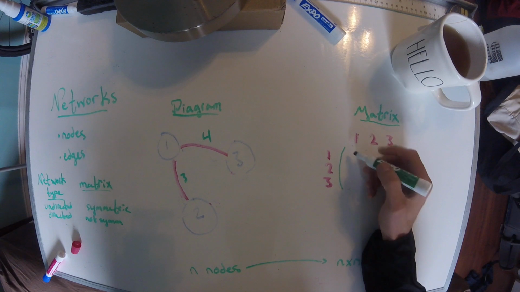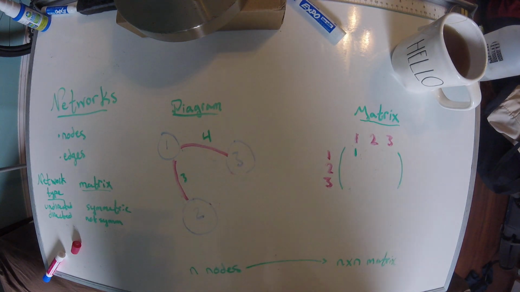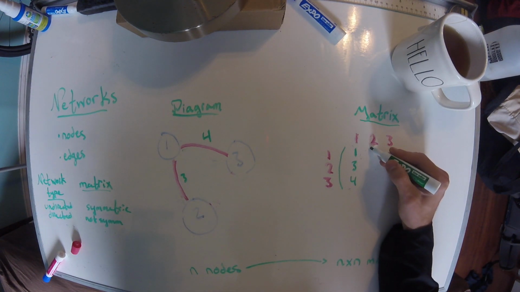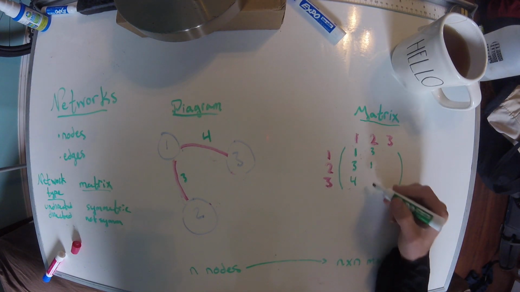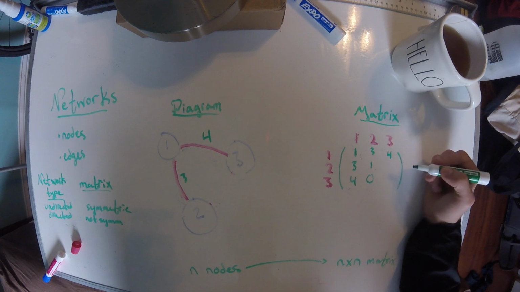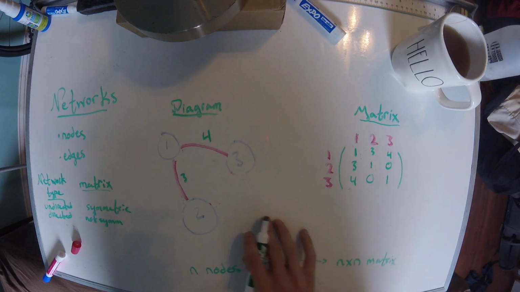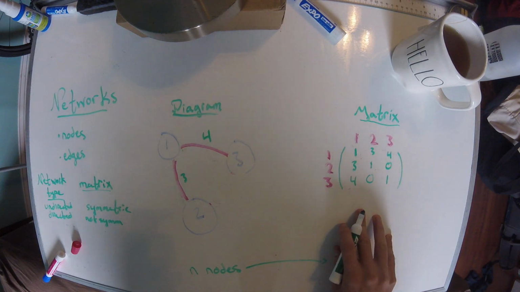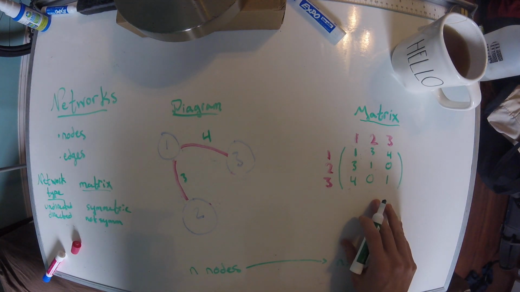So 1 is connected to itself with a weight of 1, but it's connected to 2 with a weight of 3, and it's connected to 3 with a weight of 4. Then 2 is connected to 1 with a weight of 3. It's connected to itself with a weight of 1, and it's not connected to 3, so we go to 0. And then 3 is connected to 1 with a weight of 4, it's not connected to 2, and it's connected to itself with a weight of 1. So that's how we convert a weighted network into its matrix.